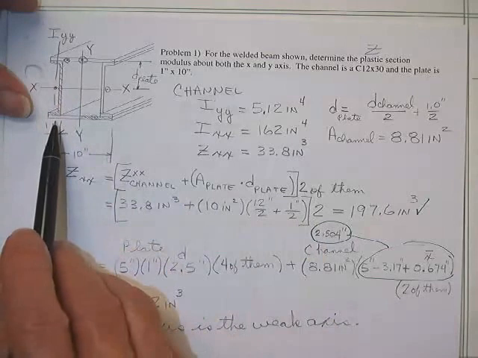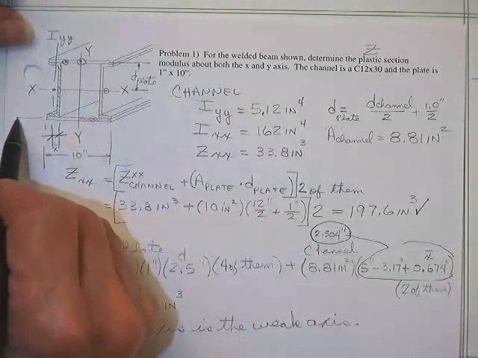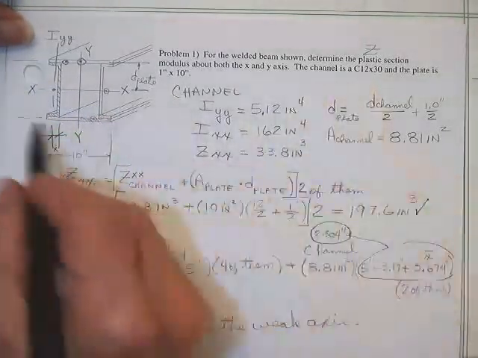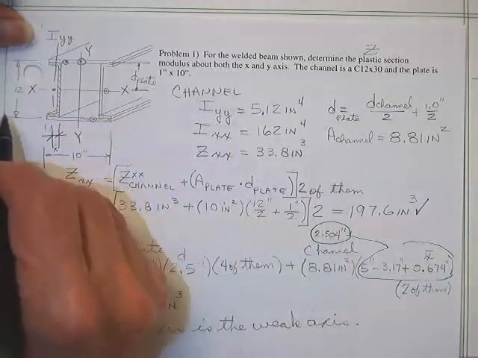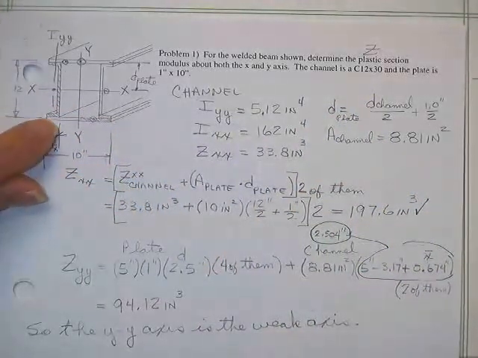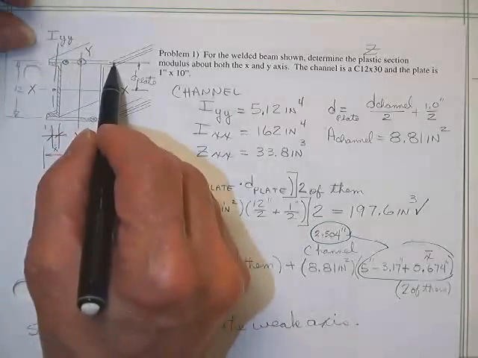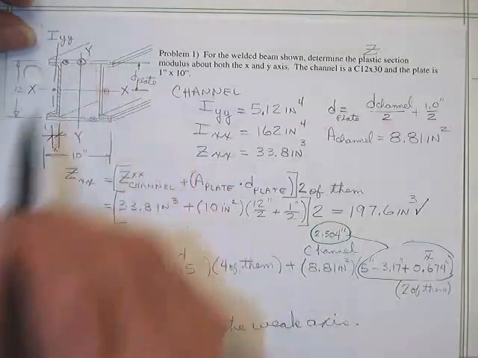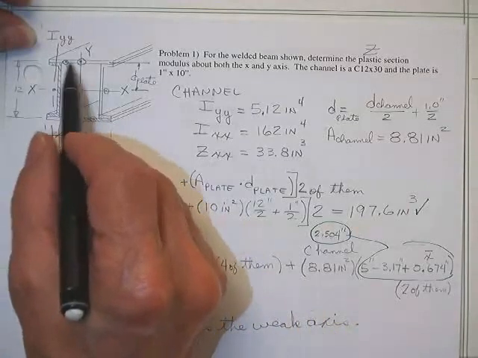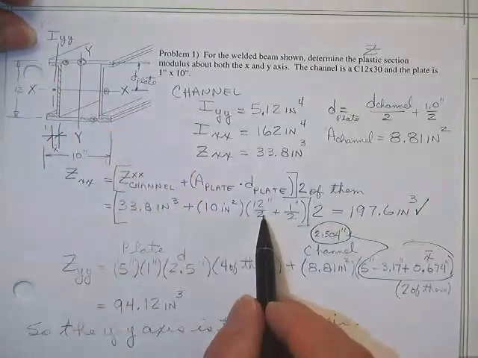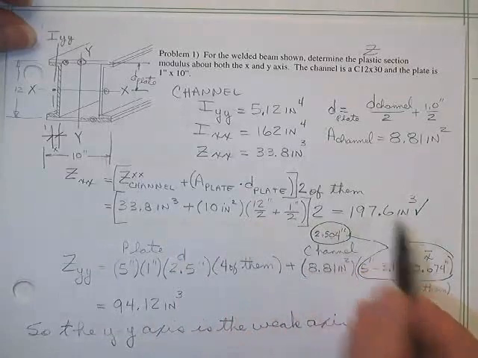Then I have a plate, and the plate is up here. The size of the channel is a 12 by 30. They're not all exactly 12 inches or whatever the number is, but this one happens to be, most of them are. So that was 12 inches. The plate was sitting on top of a 12-inch item. It was a 1 by 10 plate, which meant it was 10 square inches of steel. So there's the area 2. I wrote down 10 square inches of steel. I had to go 6 inches to get to the bottom and a half inch to get to the center of the plate. Half of 12 plus a half of an inch. Add it all up, multiply it out. I got Z sub xx, 197.6.